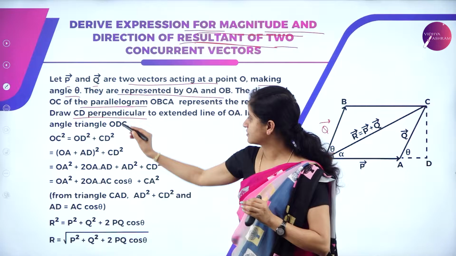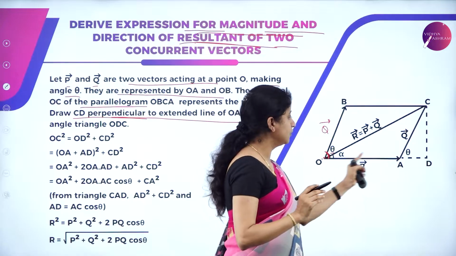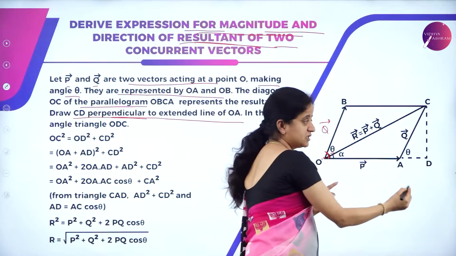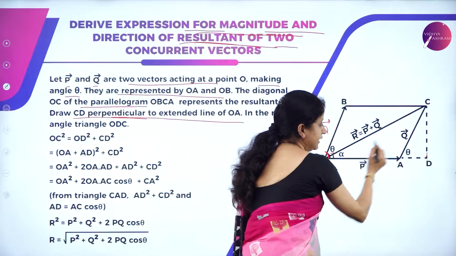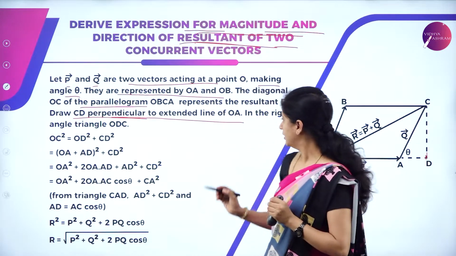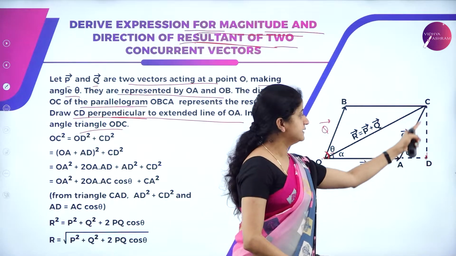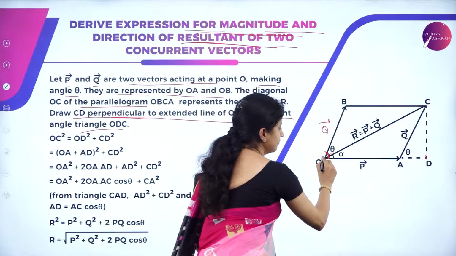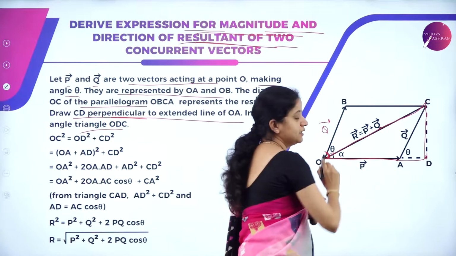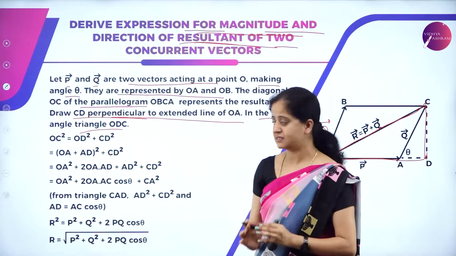Now let us draw CD, which is perpendicular to the extended line OA. Here we have extended the line OA till D. So let us now draw the perpendicular CD to the extended line of OA. In the right angle triangle ODC, look at this carefully. In the right angle triangle ODC, now we have to define certain terms to get the desired expression.